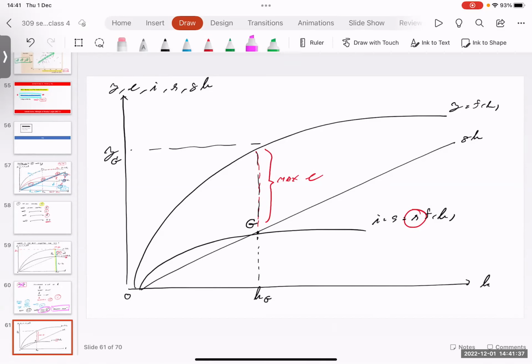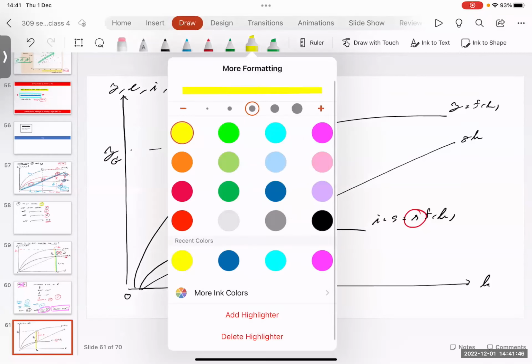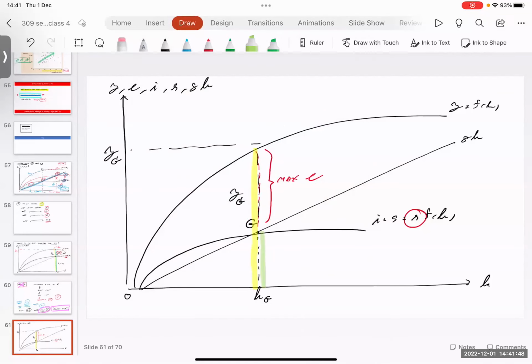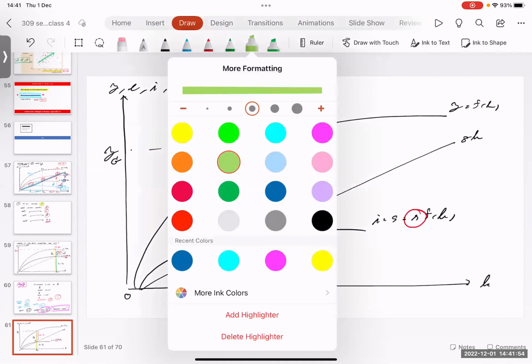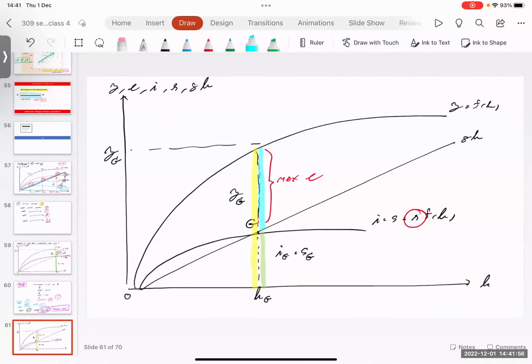Okay. The yellow area here is the output per worker, yG. The green area here is investment per worker, iG, and saving per worker, sG. And the blue area here is max c, maximum consumption per worker. I can call it cG. Okay. This is what we call the golden rule point. Okay, the steady state point that gives us the maximum consumption is here.